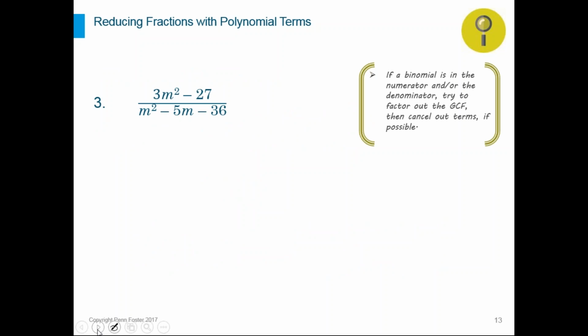More questions on reducing fractions with trinomials, or here we have a binomial. Now this binomial, of course, is not a trinomial. I'm going to factor it like the other ones, but there has to be some way I can factor this, since I see 3 and 27. There is a common factor between 3 and 27.